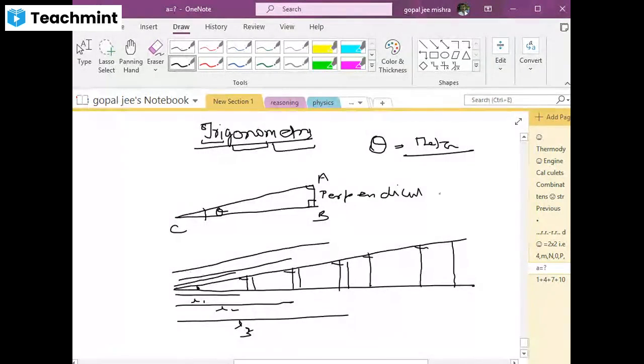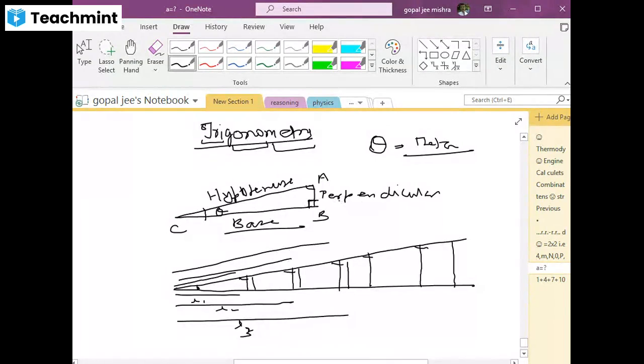Perpendicular. And the other side, which is adjacent to the angle and is perpendicular to that side, that is termed as base. Are you getting my point? And this AC, that is the longest side of a triangle, is termed as hypotenuse. Very well.